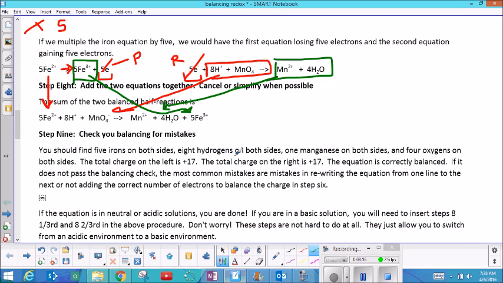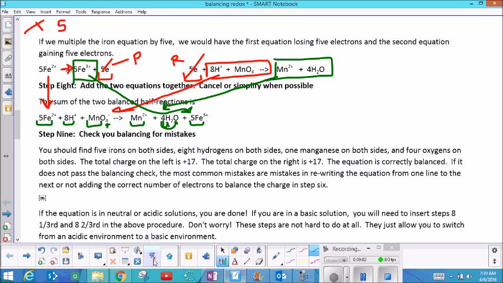So when I'm finished, I should have everything the same on both sides. So double check. I got 5 Fes, I got 5 Fes. I've got 8 H's, I've got 4 times 2, so that's 8 H's. I've got 1 Mn, I've got 1 Mn. I've got 4 O's, I've got 4 times 1, 4 O's.